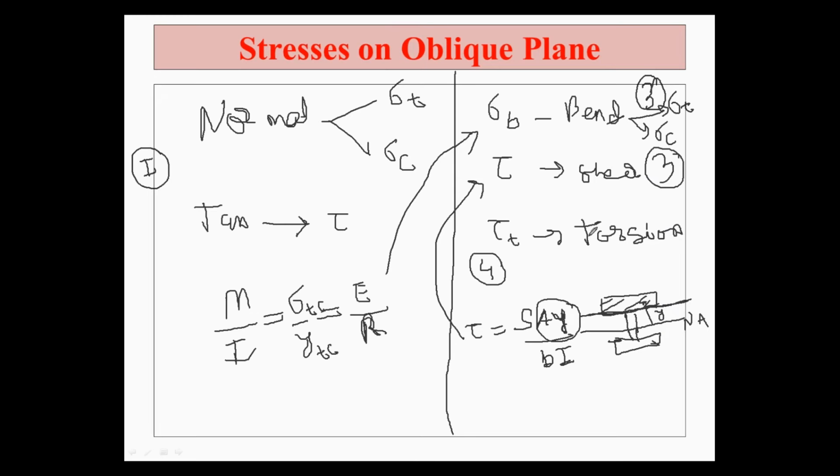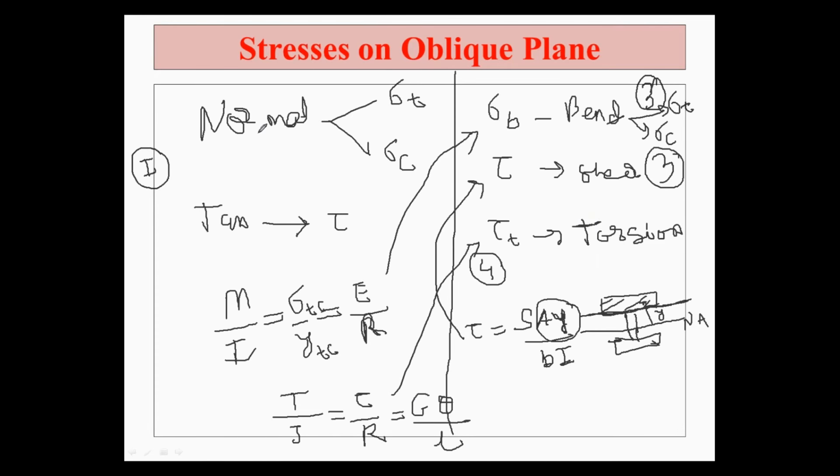After that, we have taken unit number 4, that is torsional shear stresses. In the torsional shear stresses, we have used the formula T by IP or T by J is equal to tau by R is equal to G into theta by L. So this formula we have used in the torsional shear stresses.